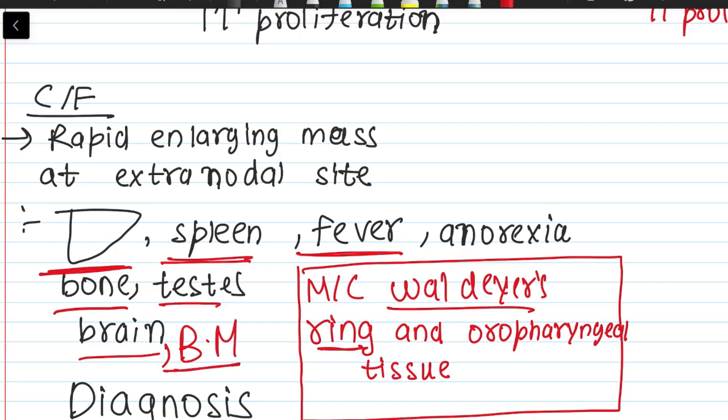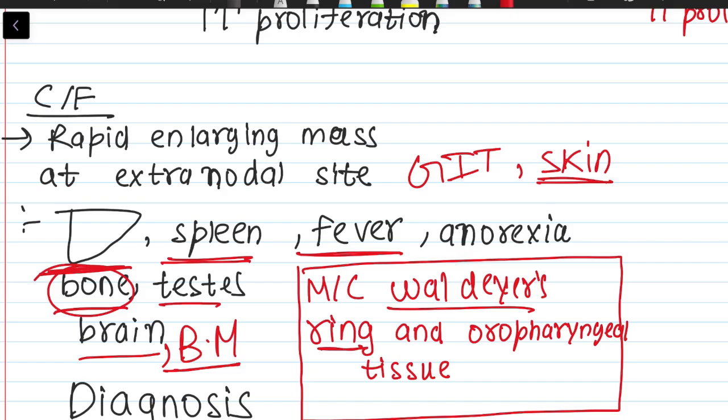But bone marrow is very rarely affected. Yes, the bone is very rarely affected. Most commonly, we see it in the testis, brain, the GIT, and the skin. So that is what happens here. And yes, the prognosis is not that good for this lymphoma.